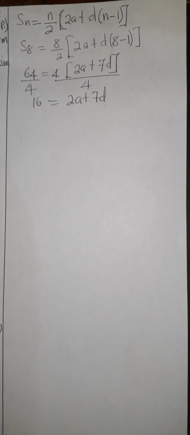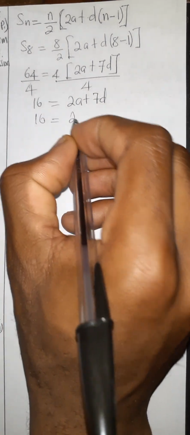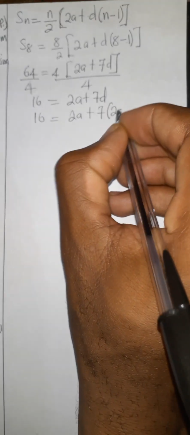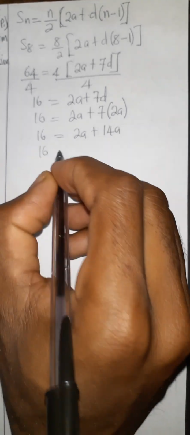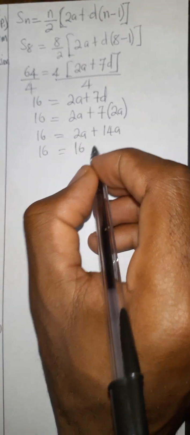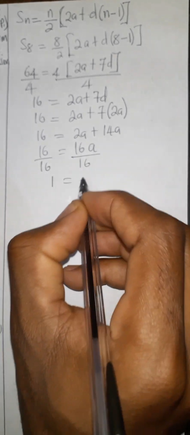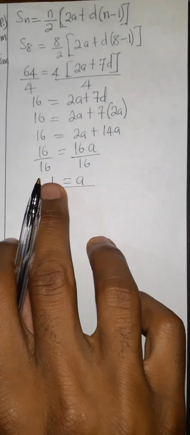And then we substitute, since we have got d equals 2a, then wherever there is d we put 2a. So 16 is equal to 2a plus 7 bracket 2a. So it's 16 is equal to 2a plus 14a, which is 16 is equal to 16a. So we divide by 16 on both sides, and 1 is equal to a. So we have found a to be 1.